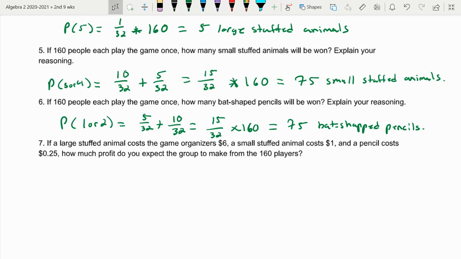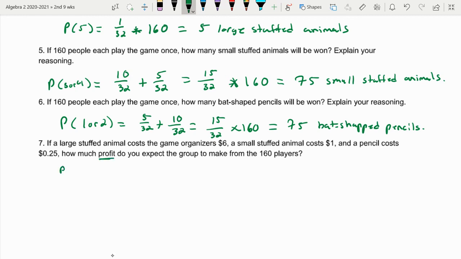All right, so on this one here, if a large stuffed animal costs the game organizer $6, a small stuffed animal costs $1, and a pencil costs 25 cents, how much profit do you expect the group to make from the 160 players? All right, so we're going to do a little bit of math here. Large stuffed animals, we expect them to win 5 of those. First we need a cost. And the keyword is how much profit. So let's talk about profit first.